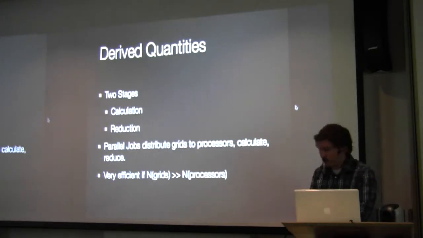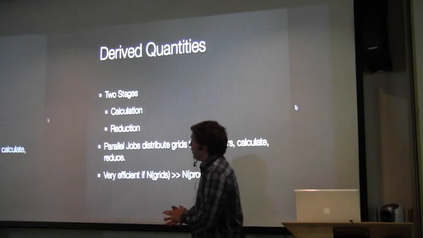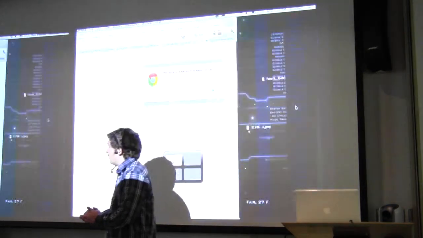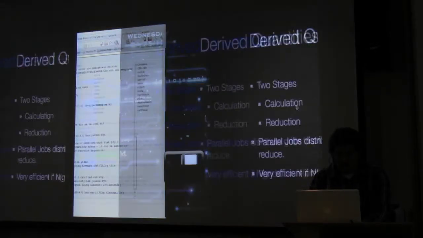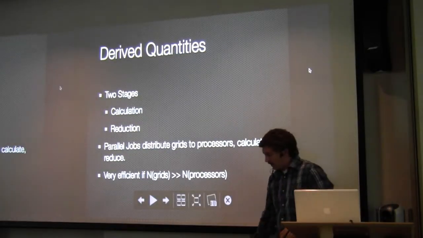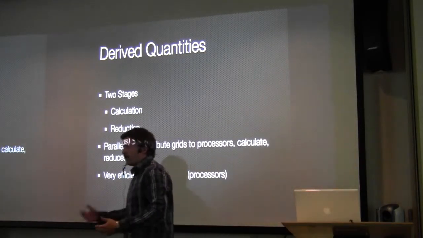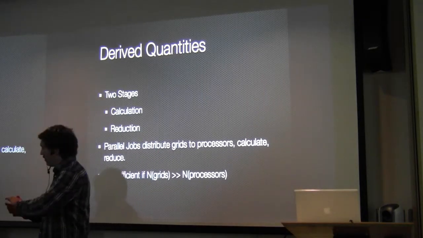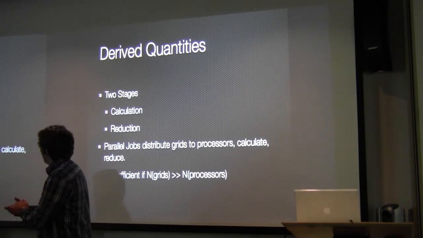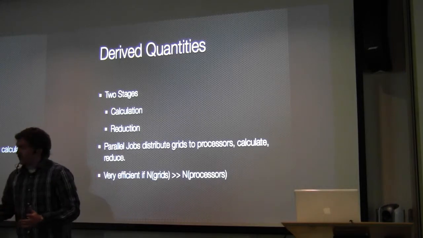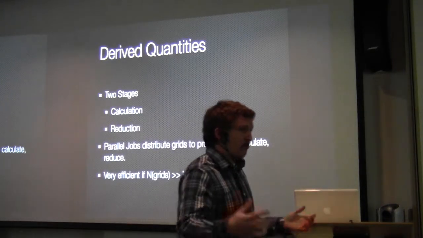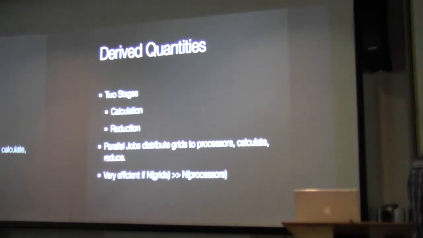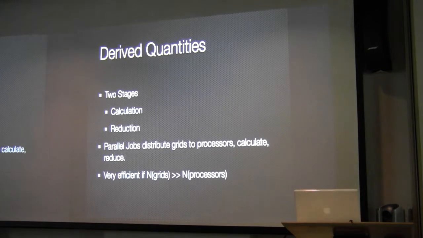I think I have an example about derived quantities. For derived quantities, there are two stages. First of all, it loops over each of the grids and does the actual calculation, and then you have to do a reduction because you now have your n processors each with a total mass quantity. You need to sum those all up in some way and create the final answer. So there's a calculation stage and a reduction stage.